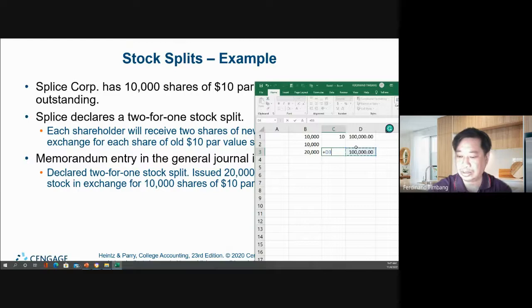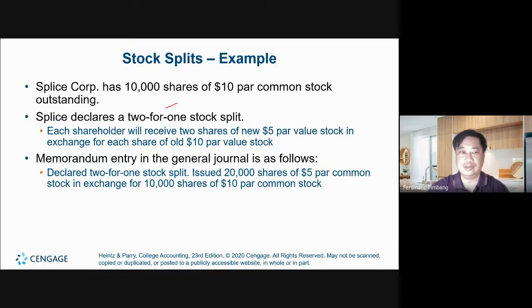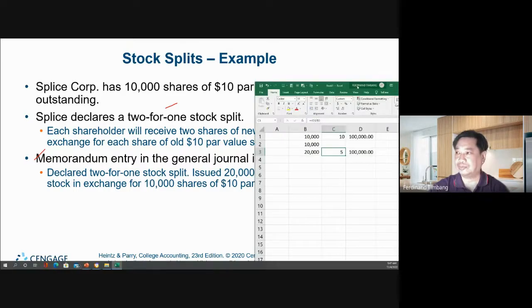Then you divide now 100,000 by 20,000. So the par value of that stock now is $5 per share because that is the effect of the 2-for-1 stock split. No? So again, there's no journal entry, but only a memorandum entry in the general journal as follows. No? So declared 2-for-1 stock split, issued 20,000 shares of $5 per common stock in exchange for 10,000 shares of per common stock. Okay? So ganun lang ang effect ng stock split.